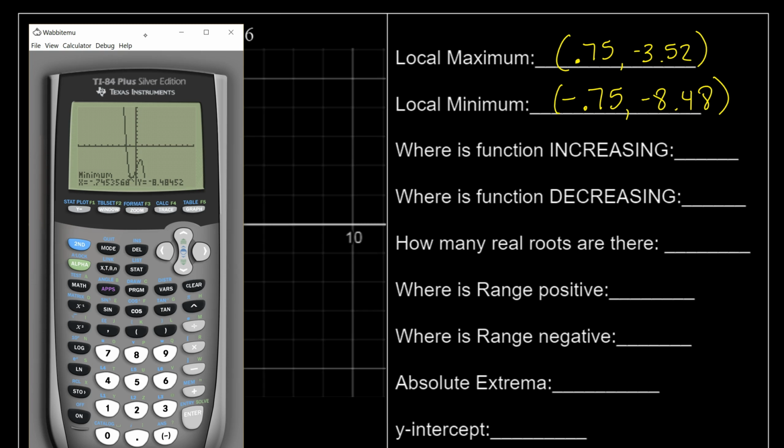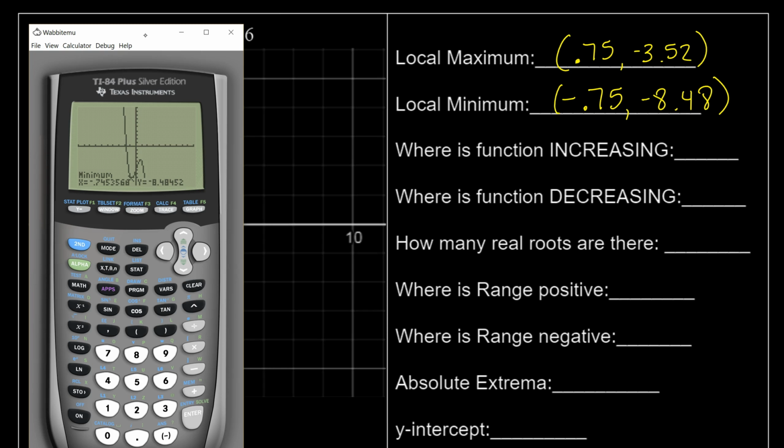Right. So we always read from left to right. We start off decreasing, and then what is this low point? What did we call that? Local minimum. We start at the local minimum, and when do we stop increasing? At the local maximum. Now, when we're trying to write our increasing interval, do you think I care about the x values or the y values? We care about the x. What x values make the entire function increasing?